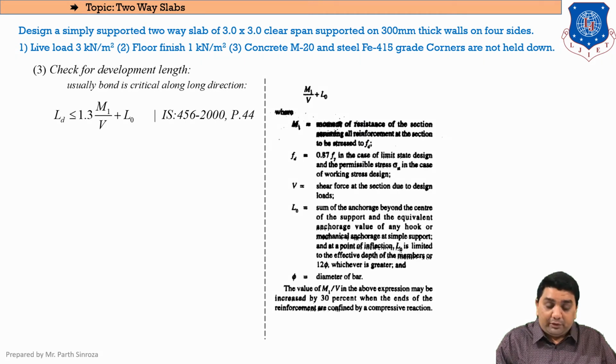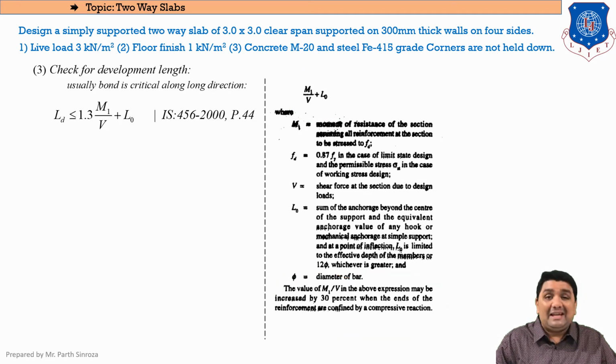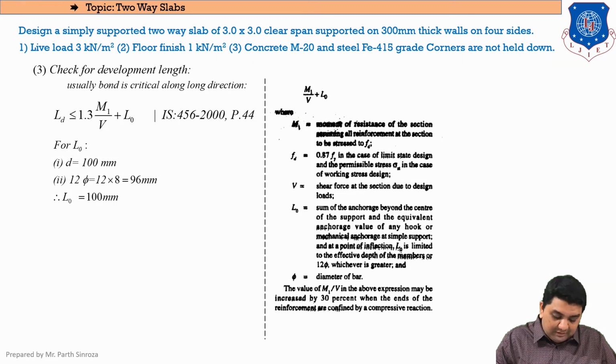So first, moving on to page number 44, this will be the equation that we are using, and this will be the condition that we'll be using to multiply the value by 1.3. So the first thing that we'll be calculating here is L0. L0 is sum of anchorage length. As you can see here, L0 is mentioned as it is limited to effective depth or 12.5.